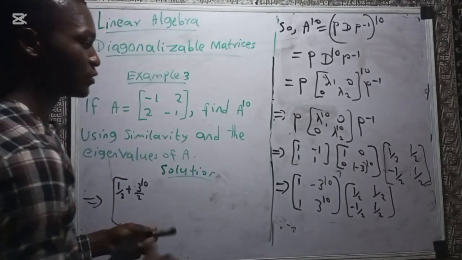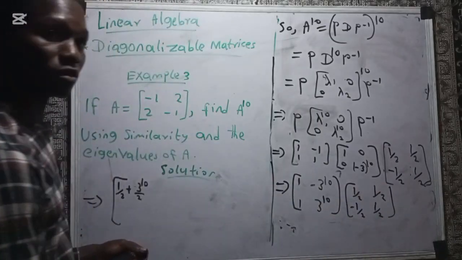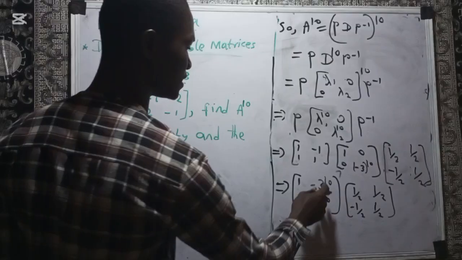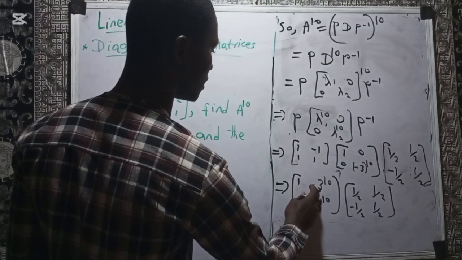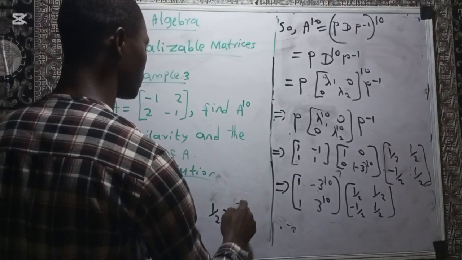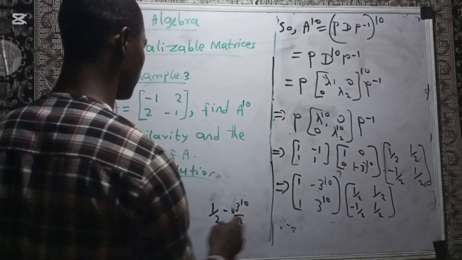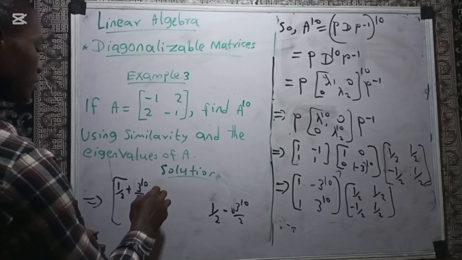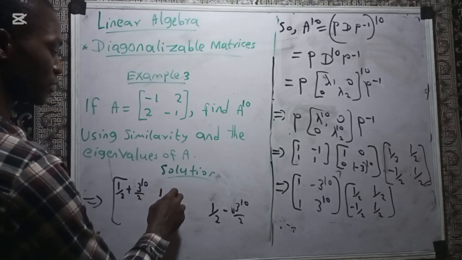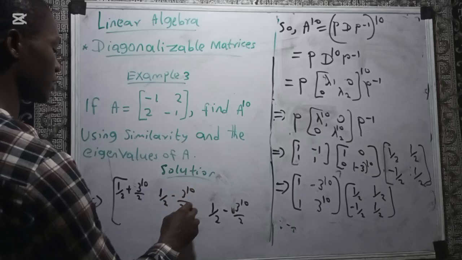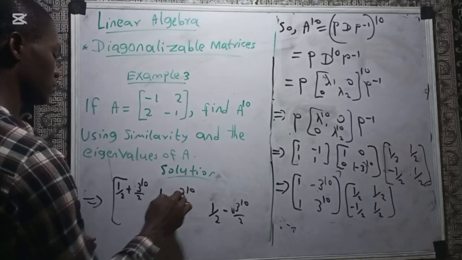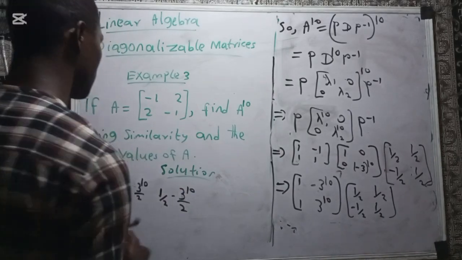Then for the second entry, use the first row to multiply the second column. 1 multiplied by half is half. Then negative 3 raised to the power 10 multiplied by half, we have negative 3 raised to the power 10 divided by 2. So we have 1 half minus 3 raised to the power 10 divided by 2. So this is what we have.